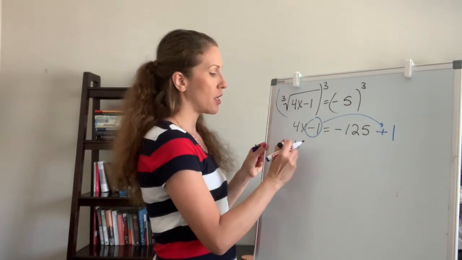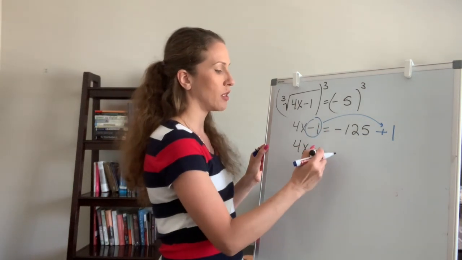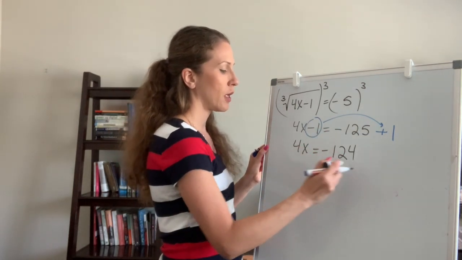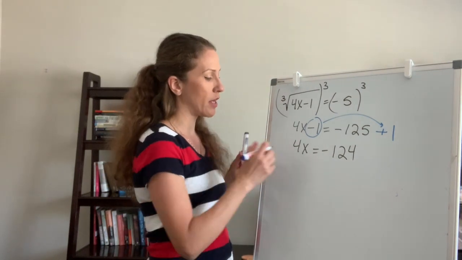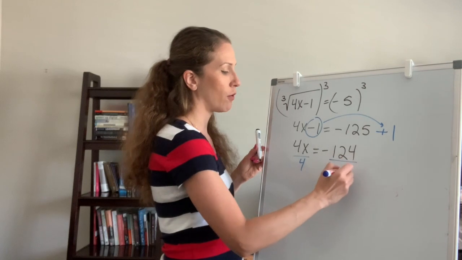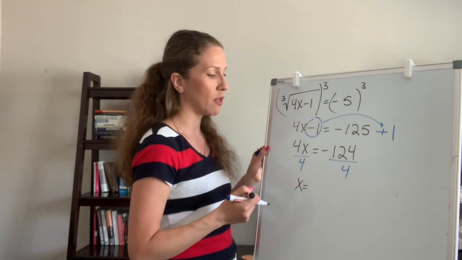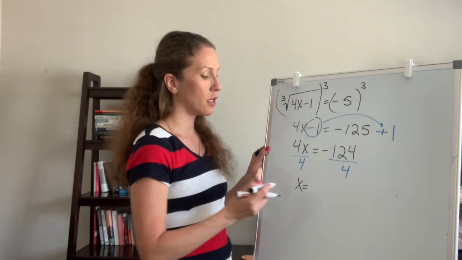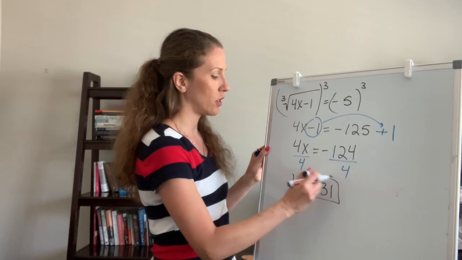Now this equation is 4x equals negative 125 plus 1, which is negative 124. And then I'm going to divide each side by 4 to get the x by itself completely. So divide both sides by 4. And you're going to have x equals negative 124 divided by 4. That is negative 31. And this is the answer.